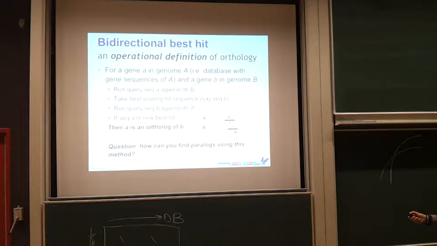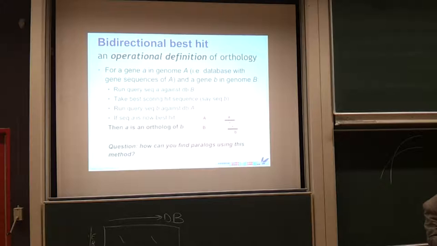Suppose we have a cow genome here. Let's say A is a cow genome and B is a horse genome, right? You take a cow gene, small a. You run that gene against the database of genes in horse. You find a hit. So, what would be best? If gene b is found, searching with a as a query sequence, and maybe b is on top of the list. That's nice. Is that good enough? But if you really want to be sure, maybe we should do it the other way as well.